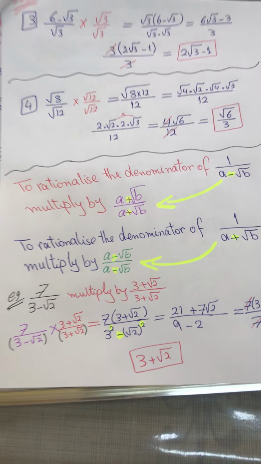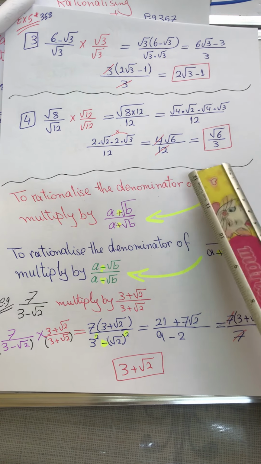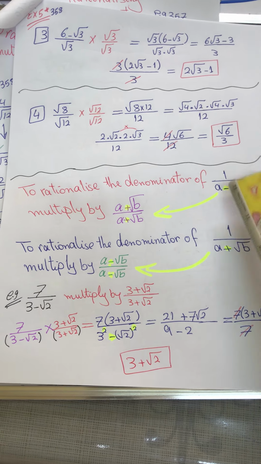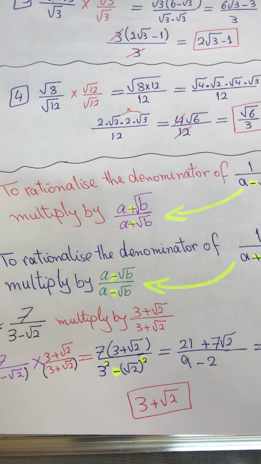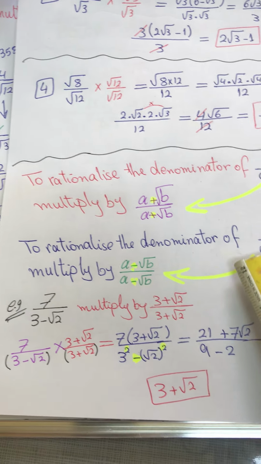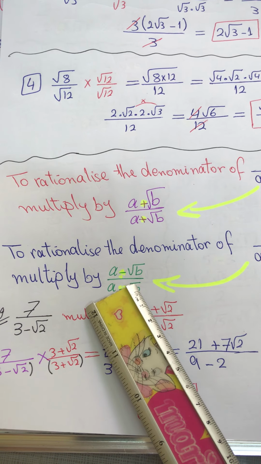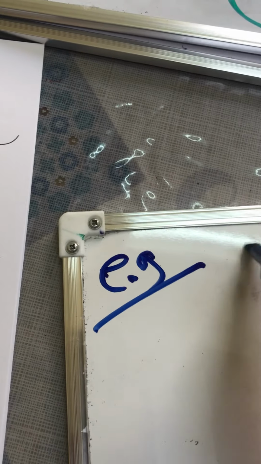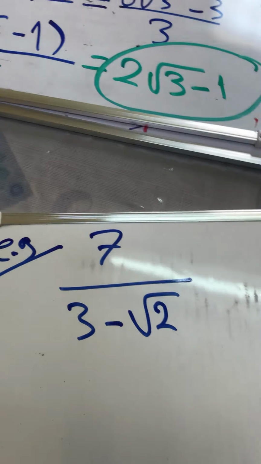This is my preparation for you to rationalize the denominator of 1 over a minus square root of b. Minus will change into plus like this. And if I have plus, I'll change it into minus, nothing more. Okay, let's try an example here. If I have, just as an example, 7 over 3 minus square root of 2, let's try with me.